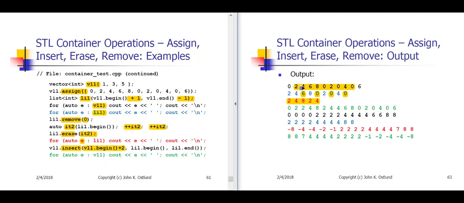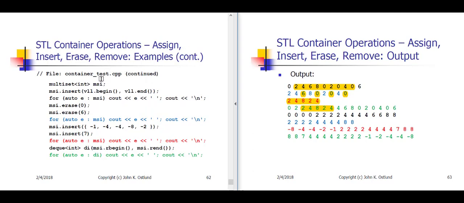v11.begin plus 2 is therefore "pointing at" the 4. So I'm inserting ahead of the 4 the entire contents of li1. That is, everything from li1.begin up to but not including li1.end. And sure enough, we see here the values in li1 inserted ahead of the 4, so that when I display vi11 in this green range for loop, I get out vi11 modified with the contents of li1 inserted ahead of the first 4.